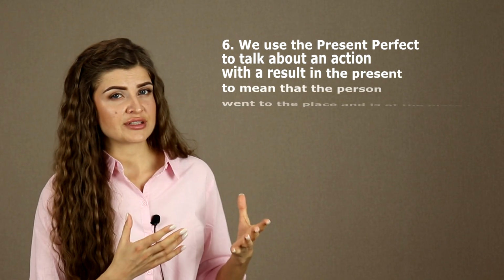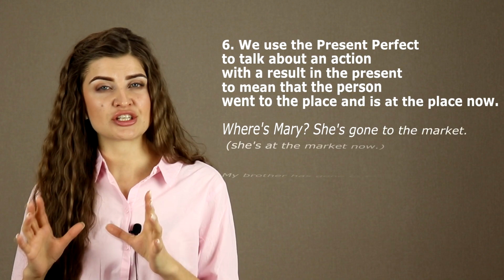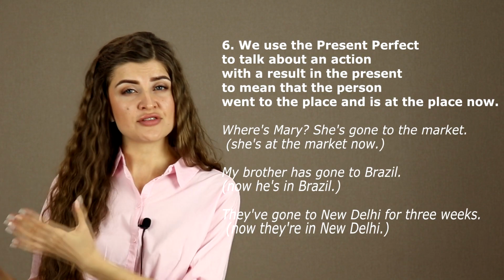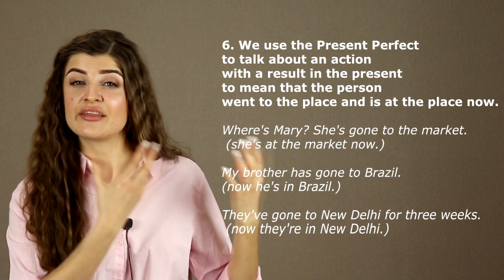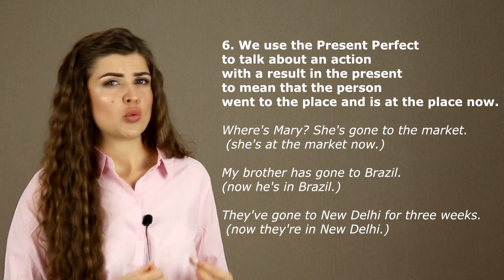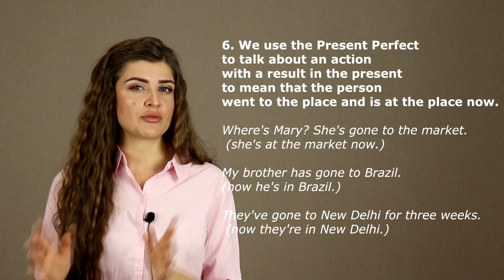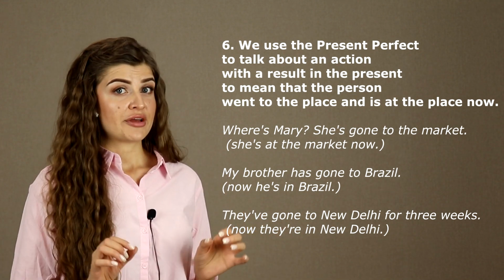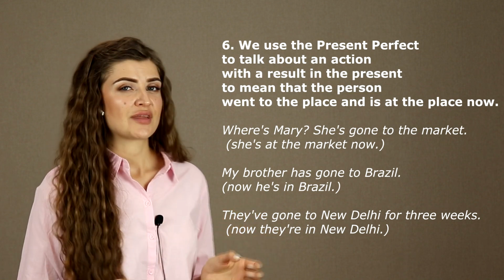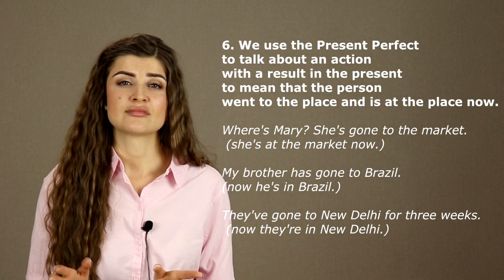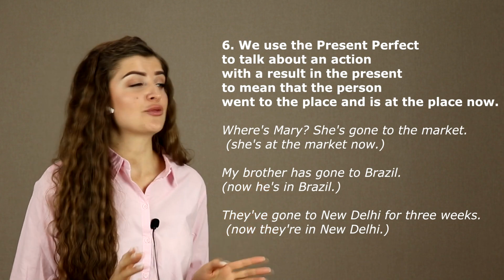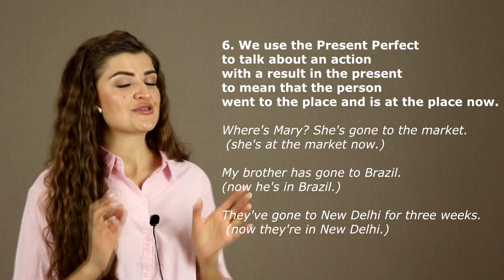The next situation: we use the present perfect when we're talking about an action with the result in the present, to mean that the person went to the place and is at the place now. Where is Mary? She's gone to the market. She's at the market now. My brother has gone to Brazil. Now he's in Brazil. They've gone to New Delhi for three weeks. Now they're in New Delhi.